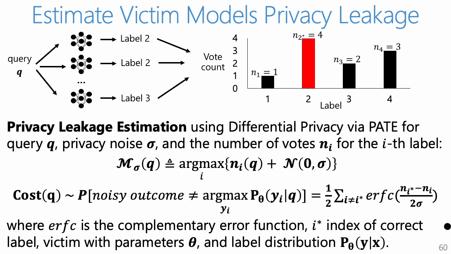PATE creates teacher models using the defender's training data, and predictions from each teacher for a query Q are aggregated into a histogram where n sub i indicates the number of teachers who voted for label i. The privacy leakage, denoted as cost of query Q, is proportional to the probability that the returned label is different from the argmax of the softmax output. Intuitively, the higher the consensus of teachers, the lower the privacy leakage.